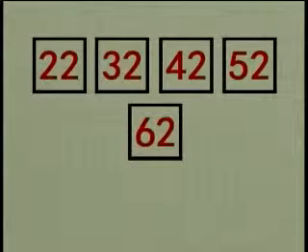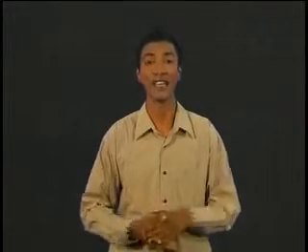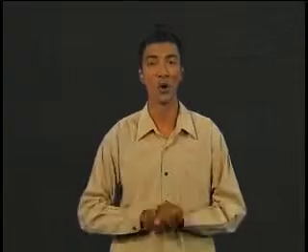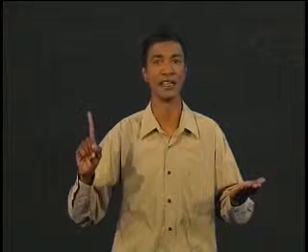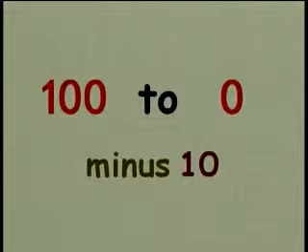So the numbers we counted on from 22 to 62 in tens are 22, 32, 42, 52, 62. We have counted on in tens. Now we are going to count back in tens. Let's count back in tens from 100 to 0. Counting back in tens means we must minus 10 from each number.